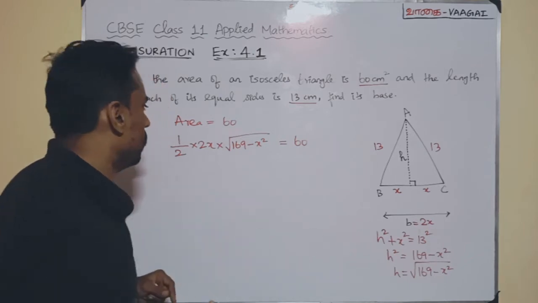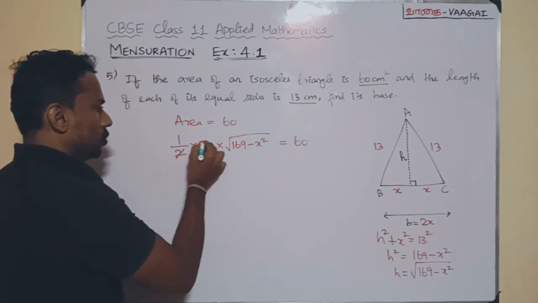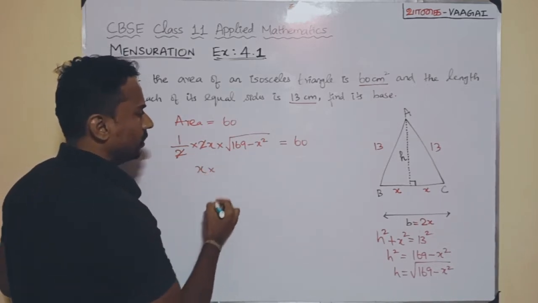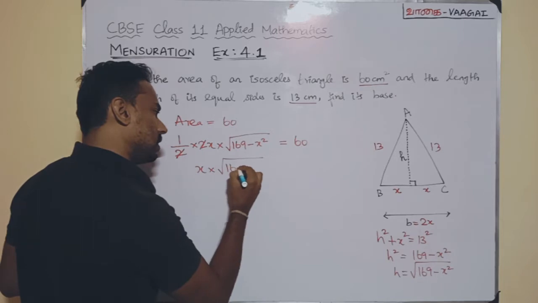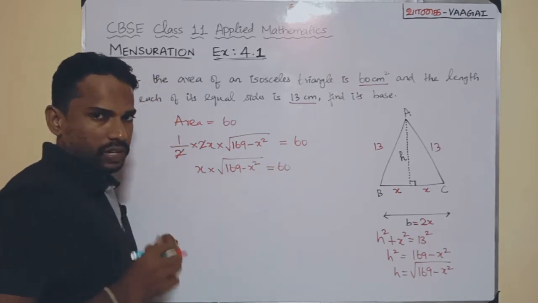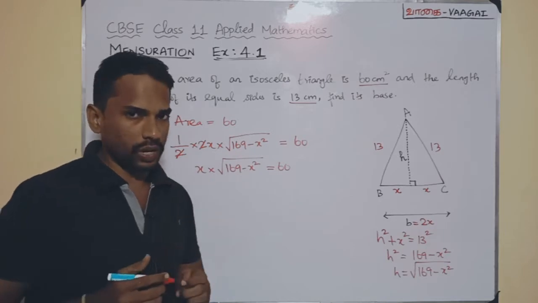Very simple. Okay, now we'll try to simplify this. I can cut this 2 and 2 first of all. So I'll be left with x into square root of 169 minus x square is equal to 60. So this is what I'm left with. Now I need to solve this equation to get the value of x.